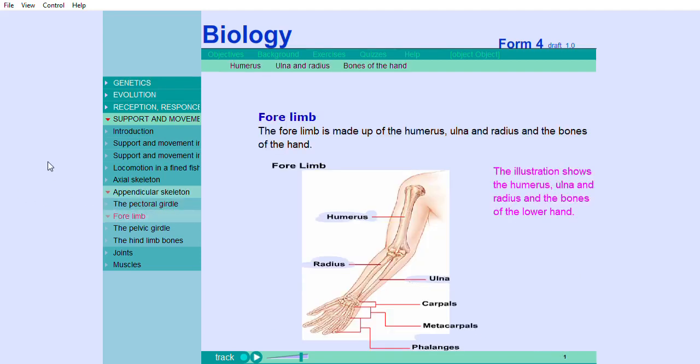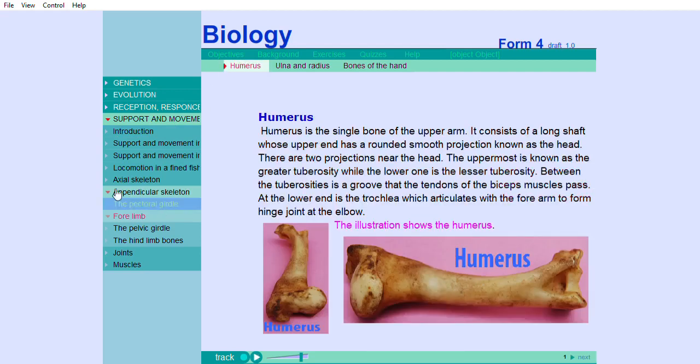Forelimb. The forelimb is made up of the humerus, ulna, and radius, and the bones of the hand. The illustration shows the humerus, ulna, and radius and the bones of the hand. Humerus. The humerus is the single bone of the upper arm. It consists of a long shaft whose upper end has a rounded smooth projection known as the head.